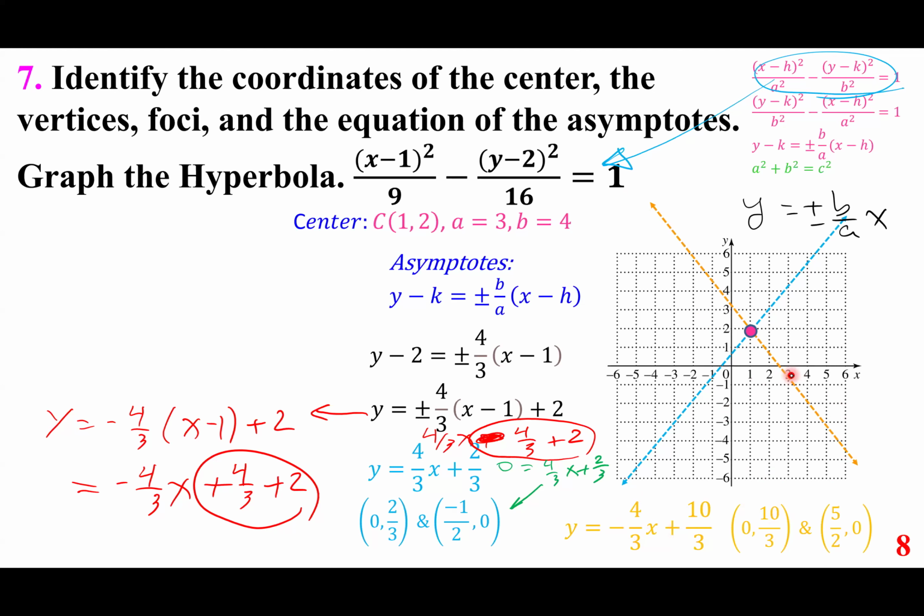And all you have to do after you find the intercepts, find the vertices. To find the vertices, because it opens sideways, and the reason it opens sideways because the coefficient of this guy is positive, you go a units from the center to the right and left.